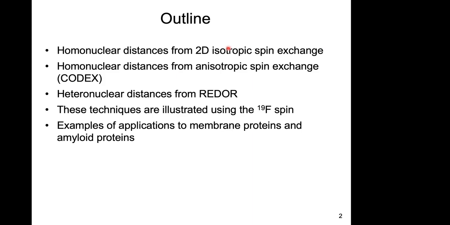And I particularly would like to emphasize REDOR as a really robust method. Jake Schaefer and Terry Gullion developed this, and my group has recently amplified REDOR into multidimensional 2D concepts and applied it to fluorine spins. So I want to use fluorine to illustrate all of these distance measurements because that's our current interest, and a lot of people are interested in what you can do with fluorine NMR, taking advantage of the high gamma. And then I want to illustrate all of these techniques with examples of proteins, membrane proteins and amyloid proteins.